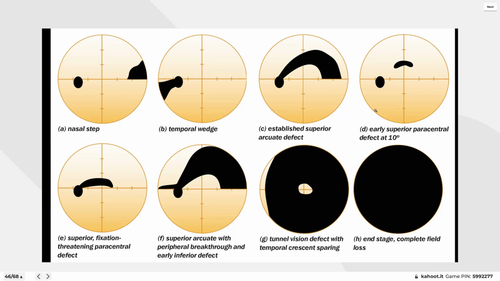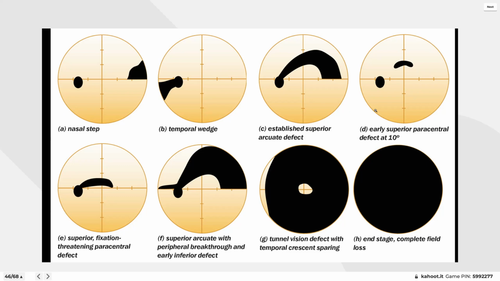C, an established superior arcuate defect, or what we just call an arcuate defect. Again, typically is what a nasal step turns into. So the nasal step turns into a superior arcuate defect. And as you get more and more pronounced, you get up to G, which is the tunnel vision defect that spares that temporal crescent. And finally, you get end stage of complete visual field loss that involves the central vision.